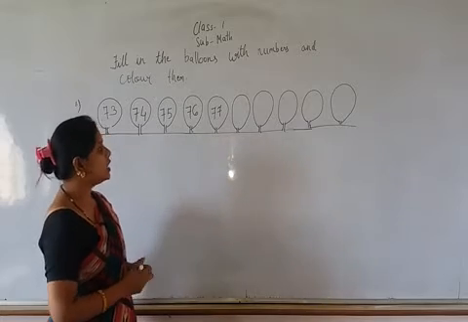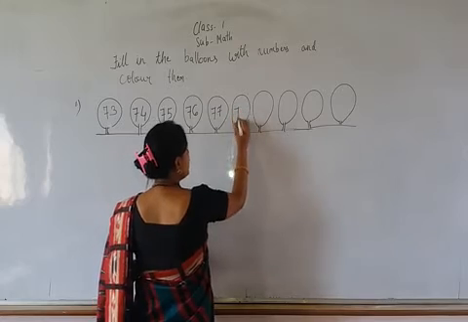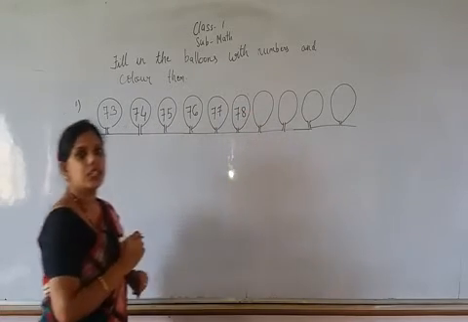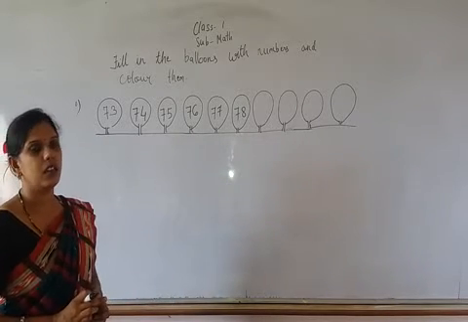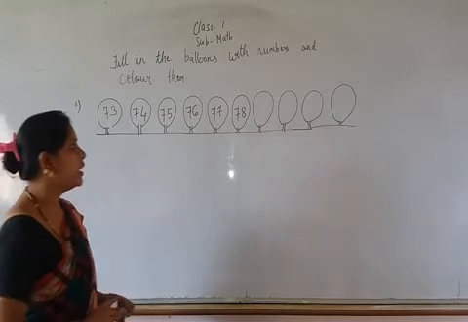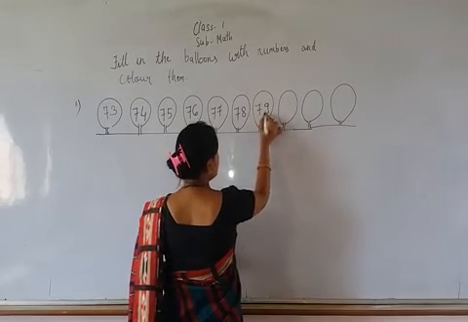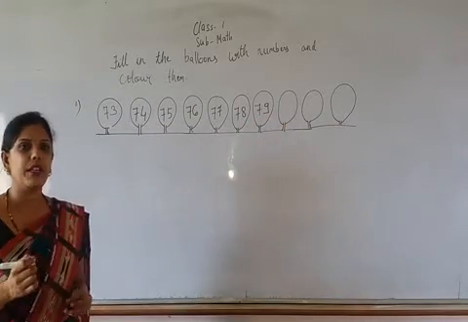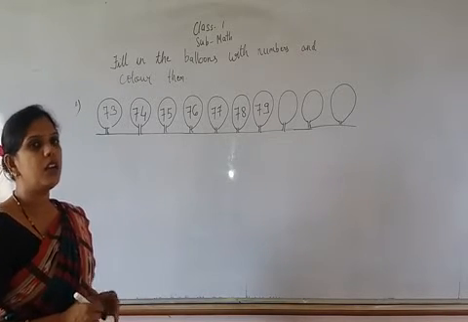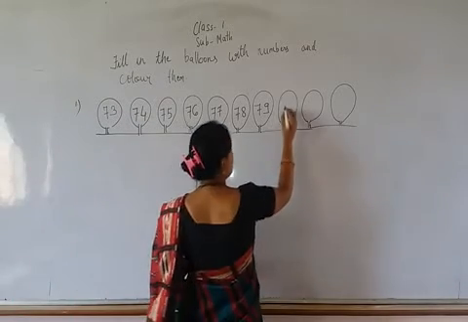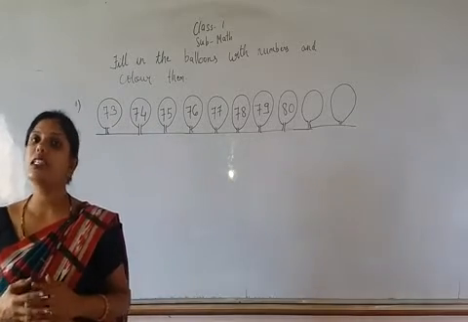Okay. Now the next number. Which number will come after 77? 78. Okay, now which number will come after 78? The number that comes after 78 is 79. Now which number will come after 79? 80. The number that comes after 79 is 80.